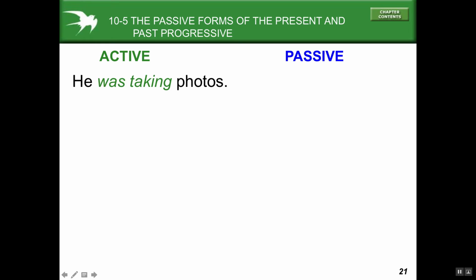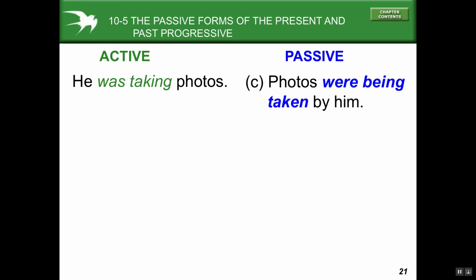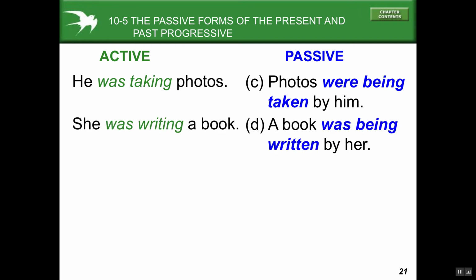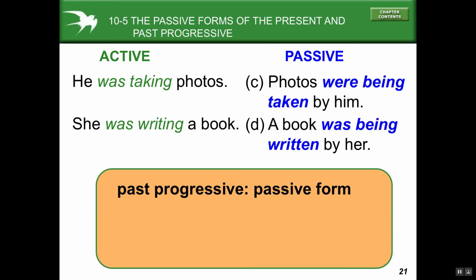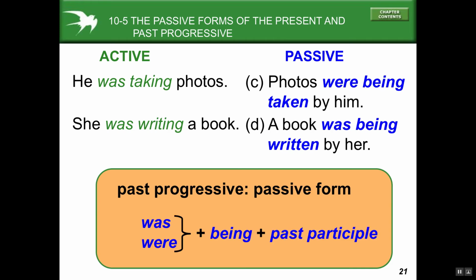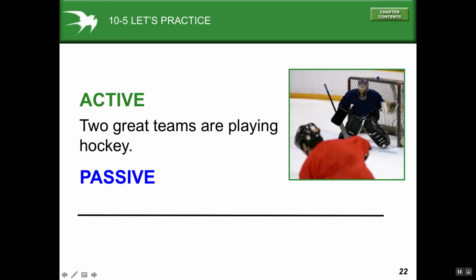Here's another version in the past. "He was taking photos." "Photos were being taken by him." "She was writing a book." "A book was being written by her." So the past progressive form is was or were plus being plus the past participle.